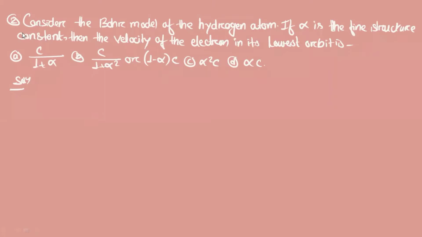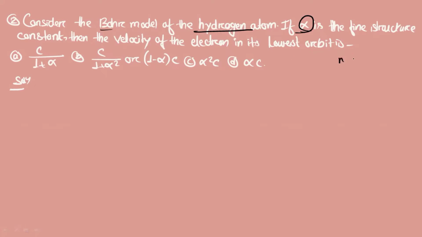So now let's see question number 2. Here it is said, consider the Bohr model of the hydrogen atom. Alpha is the fine structure constant. Then the velocity of the electron in its lowest orbit is what? So you are asked to consider the Bohr model of the hydrogen atom, where alpha is the fine structure constant. You will have to calculate the velocity of the electron in its lowest orbit.